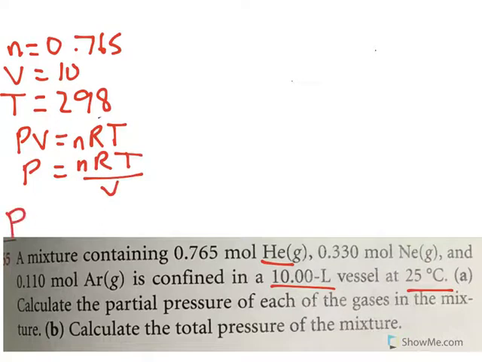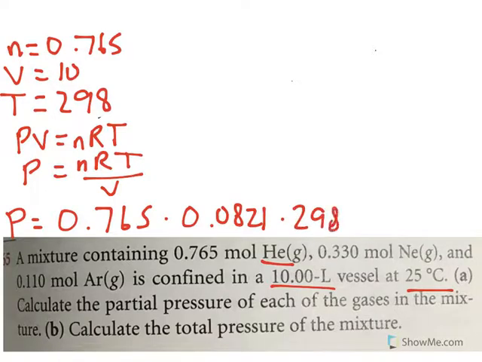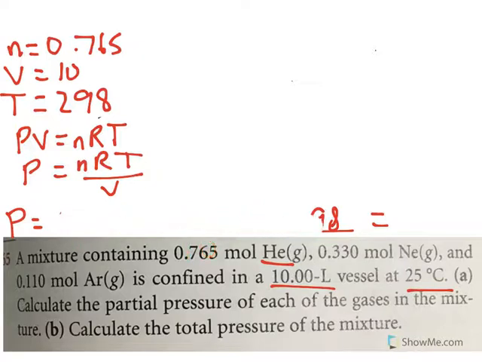So we'll just plug this in. The pressure of, this is just for helium, is equal to the moles of helium, 0.765, times R, 0.0821, times the Kelvin temperature of 298, all divided by the volume of 10. So when we plug this into the calculator, we find that the pressure of just this helium is equal to 1.87 atmospheres.